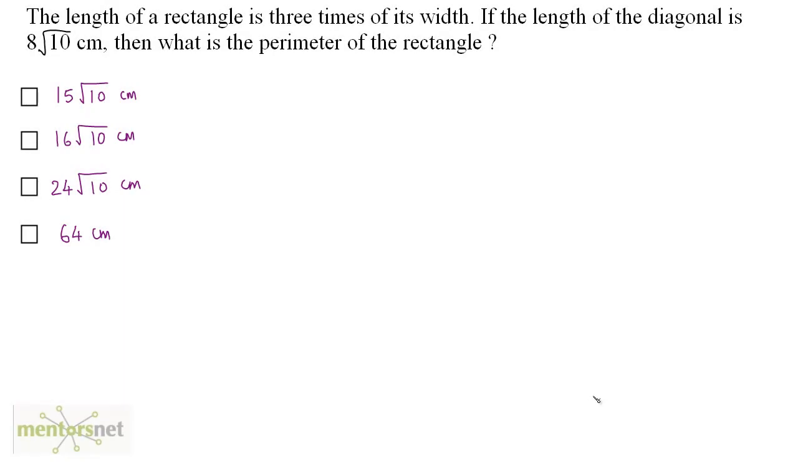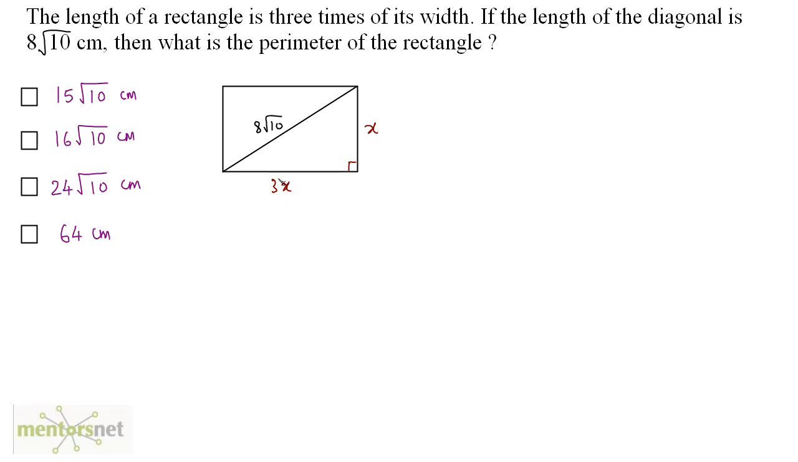The length of a rectangle is 3 times of its width. If the length of the diagonal is 8 root 10 centimeter, then what is the perimeter of the rectangle? Now we have been given the length of the diagonal as 8 root 10 centimeter, and we have the length of the rectangle is 3 times of its width. So if I consider the width as x centimeter, the length will be 3x. Now, as the angles in the rectangle are of 90°, this is basically a right angle triangle.